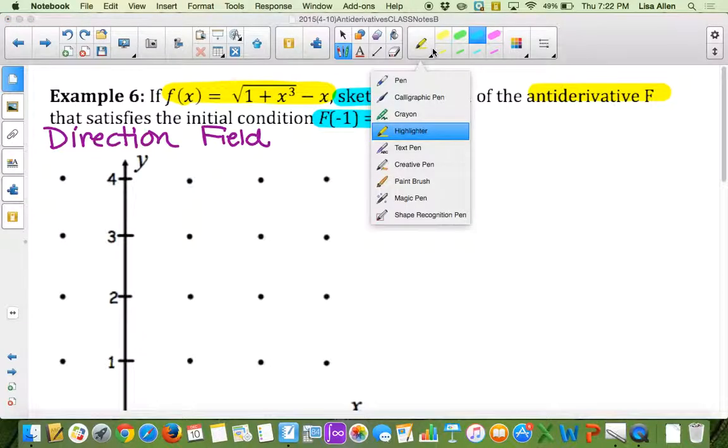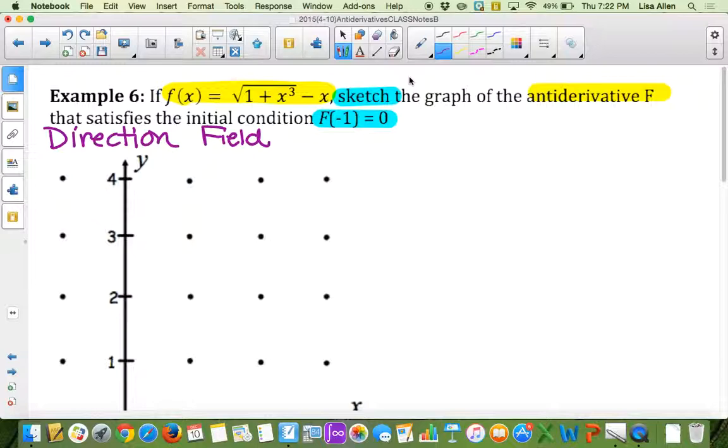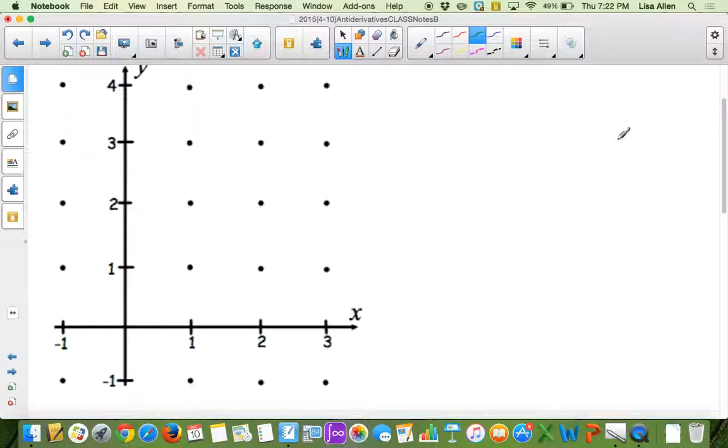So the point on the antiderivative, since I want to sketch the graph of the antiderivative, and I'm going to use a direction field, I'm going to plot this point. So I'm going to plot the point -1, 0. Okay, so put that on the graph. I'm going to scroll a little bit. -1, 0. So that's our initial condition.